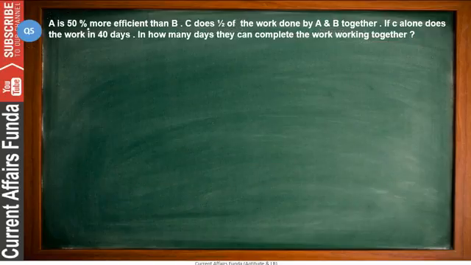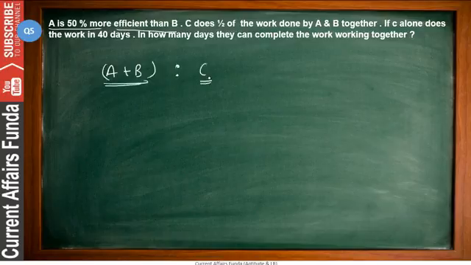See, A is 50% more efficient than B. Okay, this equation doesn't matter in this question. C does half of the work done by A and B together. Suppose A plus B and C, there are basically two entities, A plus B and C. C is doing half of the work. Suppose A plus B is doing 2 units of work, then C will be 1 unit of work. Okay, the condition is satisfied as per the given equation, because A is 50% more efficient than B, this relation doesn't matter in this question.